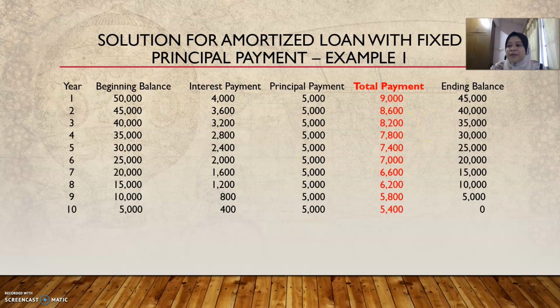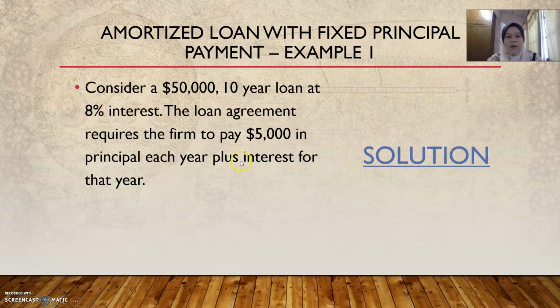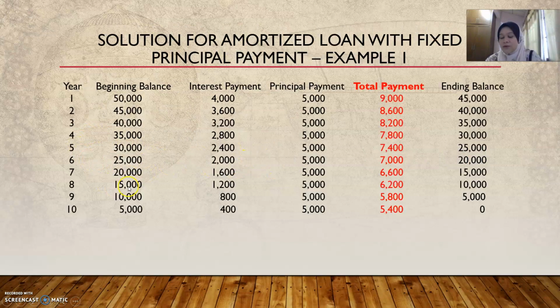When you want to solve the amortization problem, you need to make this table. You need to have year, beginning balance, interest payment, principal payment, total payment, and ending balance. Because the one that you need to find is the principal plus the interest, which is the total payment. Total payment includes the interest payment plus the principal payment. So that's what you need to find.